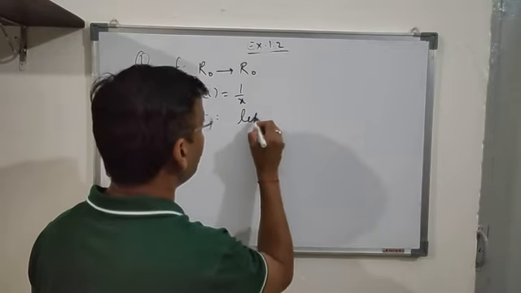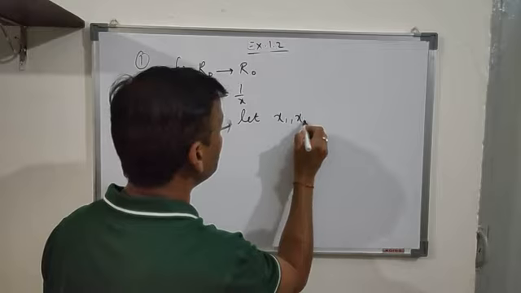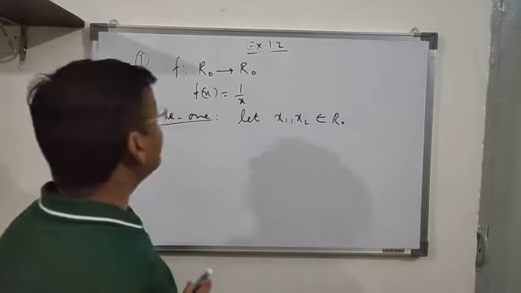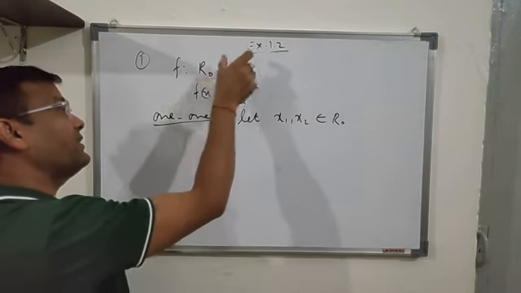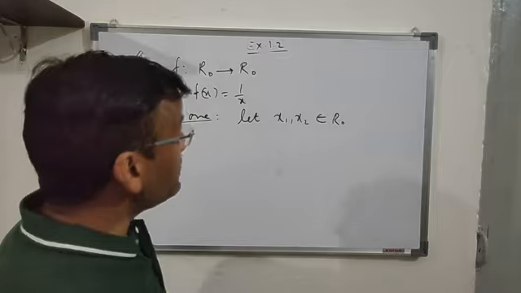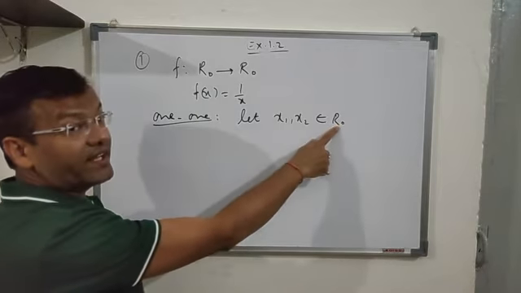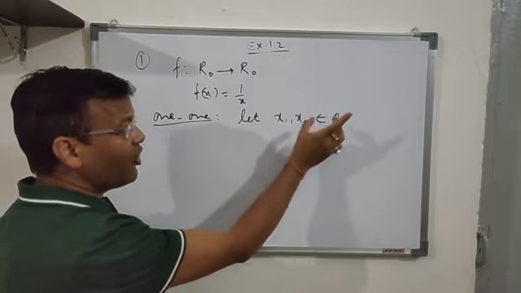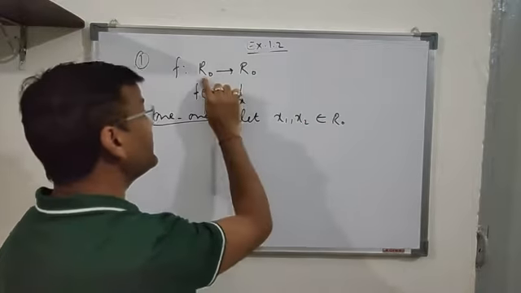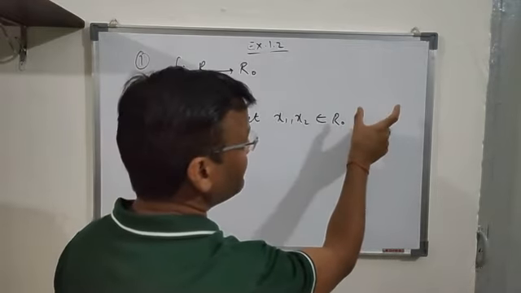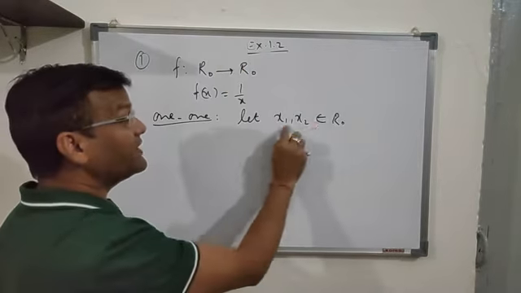First of all, let x1, x2 belong to R0. Now we can see here that R0 in the domain is also R0, and the codomain is also R0. So you have to mention which R0 you are taking. Here I am taking two elements from R0. If both ends are R0, you have to mention from which end you are taking these elements.